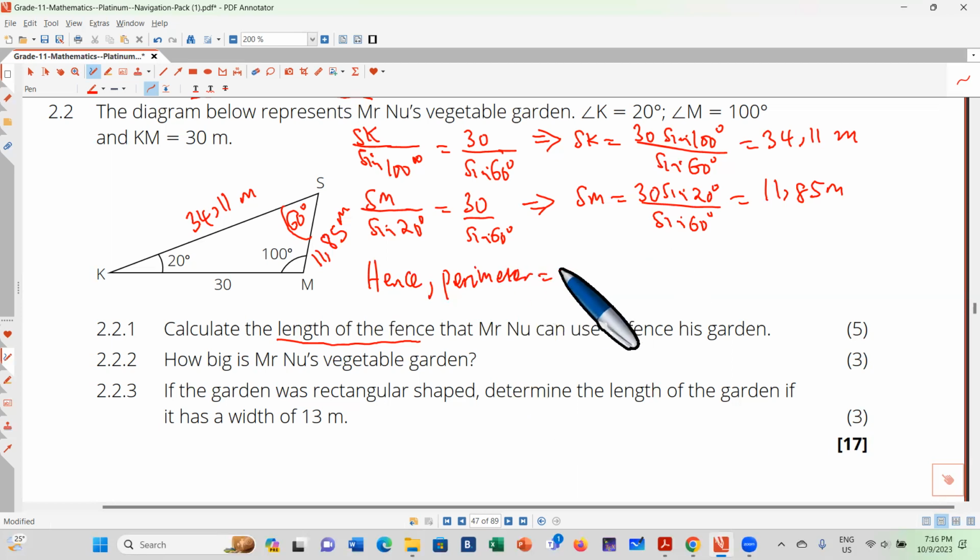The perimeter therefore is 30, which is this one, plus 34.11 plus 11.85. And then we add all these, which are the lengths of the sides of this garden. If you add all these up, they give the perimeter. And therefore, the perimeter becomes 75.96 meters.